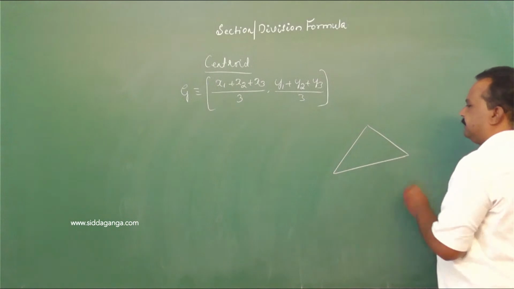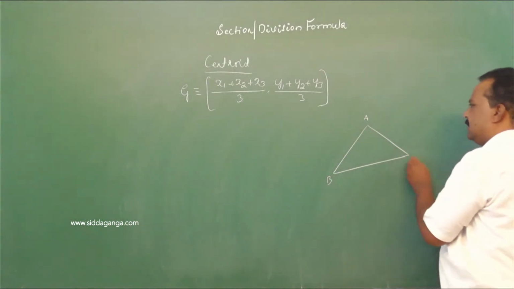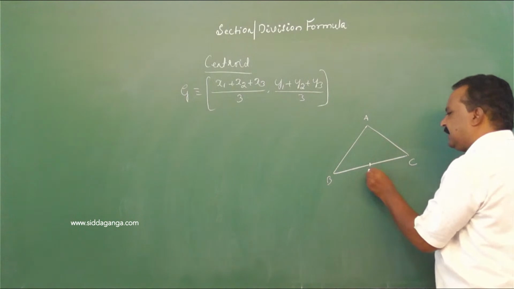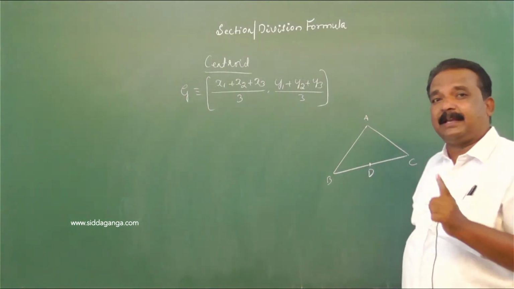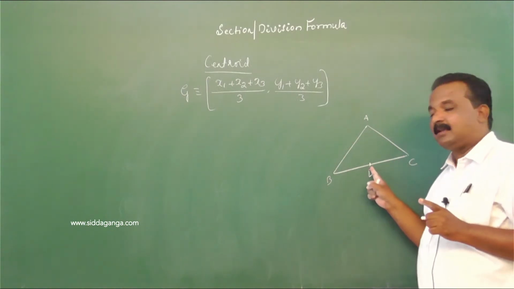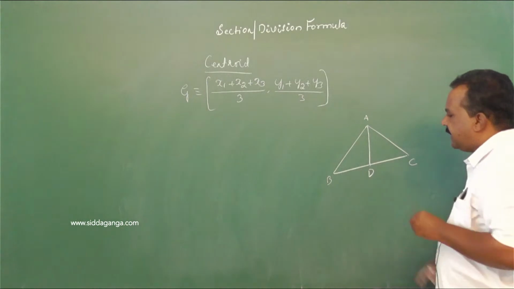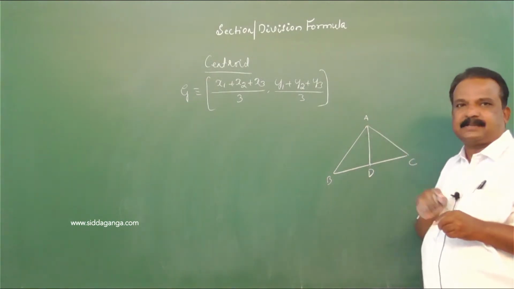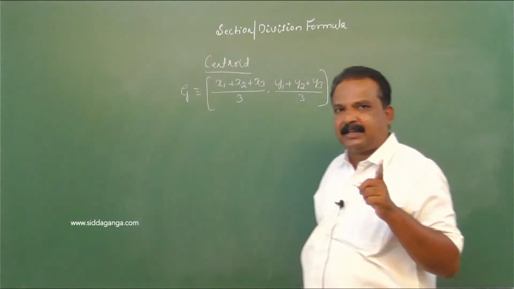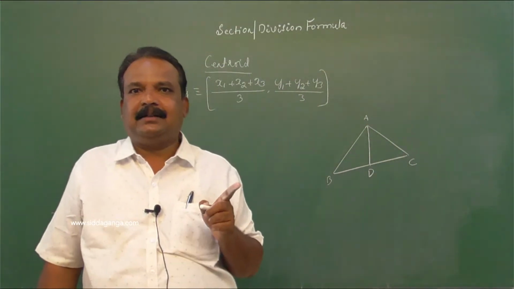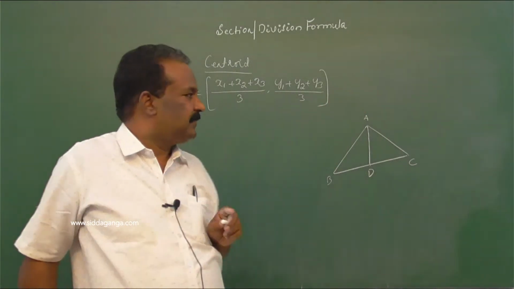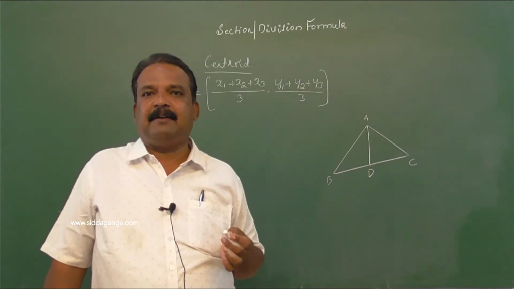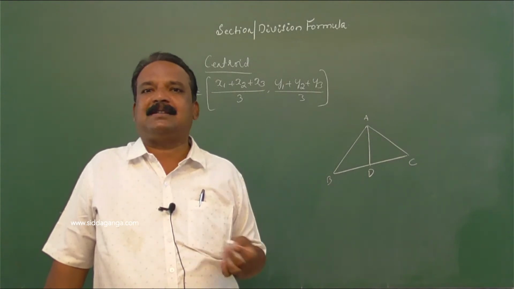Now, this is a triangle, this is a vertex A, BC is the opposite side, the midpoint of BC is D. Midpoint of BC, observe carefully, midpoint of BC is D. If you join AD, then it is a line segment joining the midpoint of a side to the opposite vertex. A line segment joining the midpoint of a side of a triangle with the opposite vertex. This is called median. What is median? The line segment joining a vertex to the midpoint of the opposite side is called median.